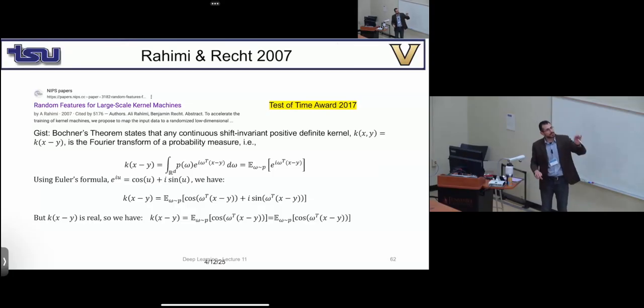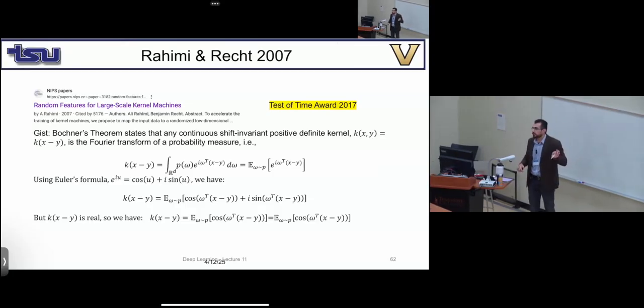For those of you who are interested in knowing exactly where this comes from, I put the references. In fact, the core idea comes from a paper from Rahimi and Recht in 2007, which won the Test of Time Award at NeurIPS in 2017. And it has something to do with the Bochner theorem and the Fourier transform representation of shift invariant positive definite kernels and its relationship with Fourier transform.